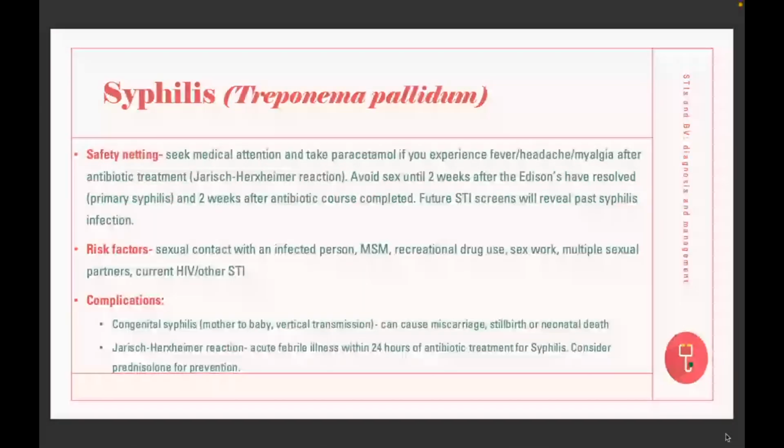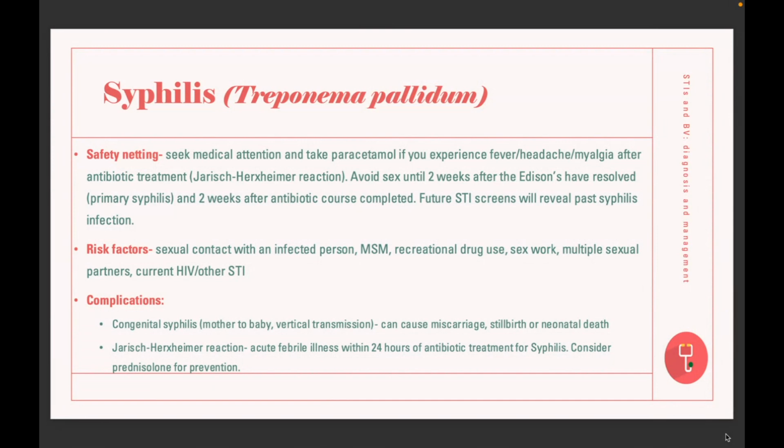Okay, so safety netting these patients. We need them to seek medical attention and take paracetamol if they get a fever, a headache, or muscle aches after antibiotic treatment. This is called Jarisch-Herxheimer reaction, and it's not super common, but it's definitely a known reaction for people to have after syphilis treatment. It's essentially just this fevery reaction pretty soon after getting their benzathine benzylpenicillin injections.